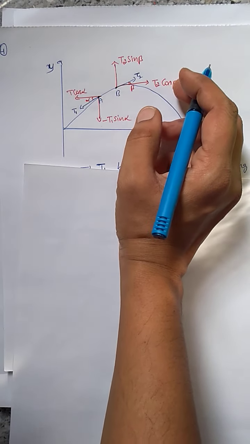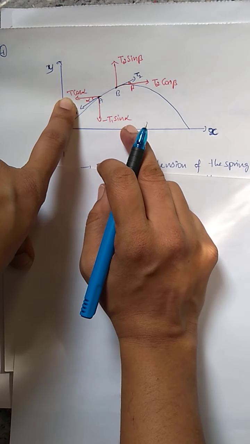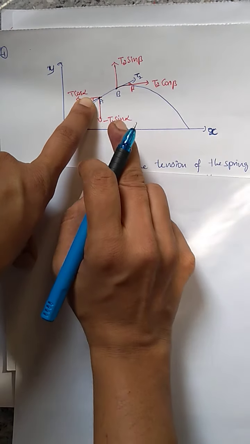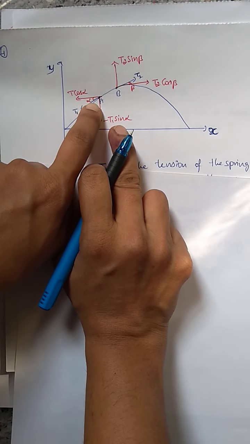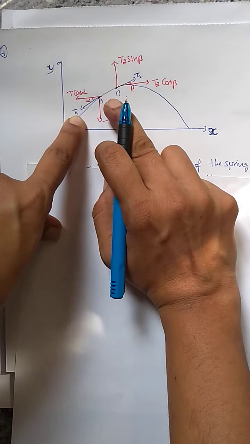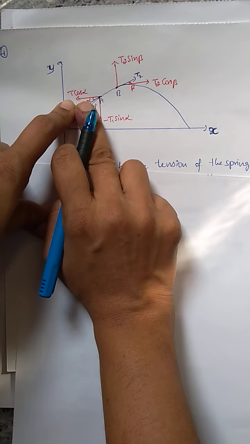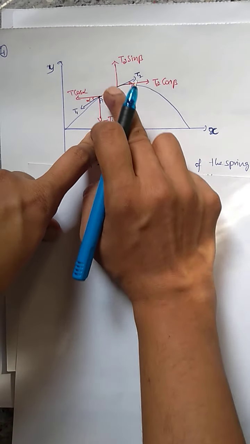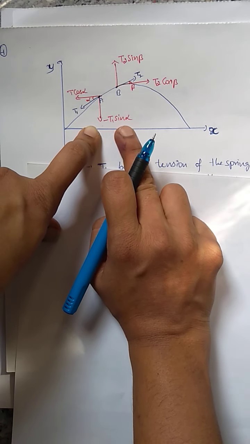The tension T is represented by two components, horizontal and vertical. The horizontal component is represented by cos of the angle and the vertical component by sine of the angle. At point A, alpha is the angle of tension T1. Therefore, we have two components: T1 cos alpha is horizontal, and T1 sin alpha is vertically downward, so it is represented by minus T1 sin alpha.